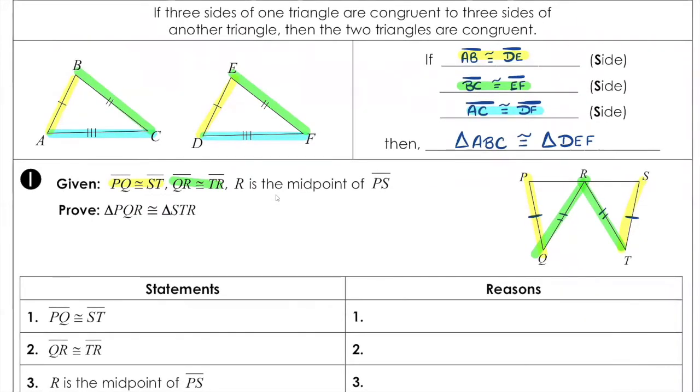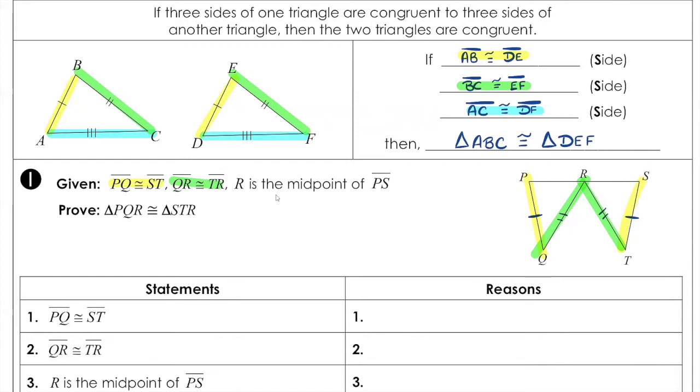All right. So we've got PQ is congruent to ST. We mark that with a single tick mark. We've got QR is congruent to TR. We mark that with a double tick mark. How come I use a double there instead of a single? I've already used a single, and we don't necessarily know that RQ is congruent to the other ones.